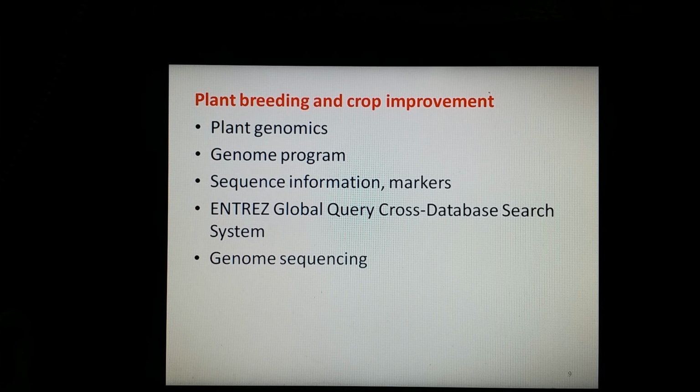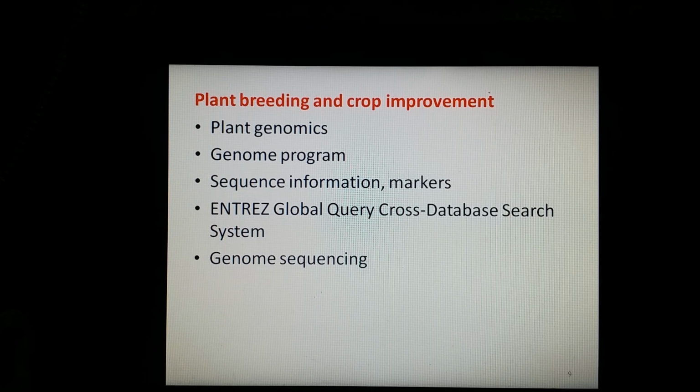The next application is plant breeding and crop improvement. Plant genomics helps in understanding the genetic and molecular basis of all biological processes, which helps in developing new cultivars with improved quality and reduced economic and environmental cost. Nowadays, the genome program is an important tool for plant improvement, and it basically helps in identifying the key genes and their functions.